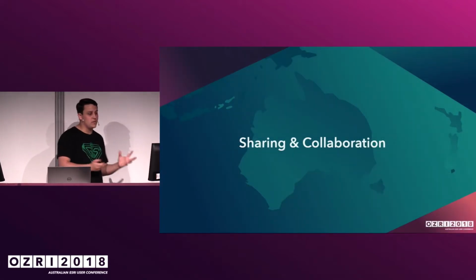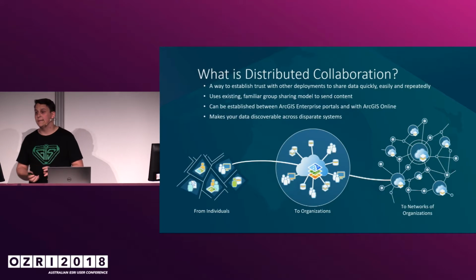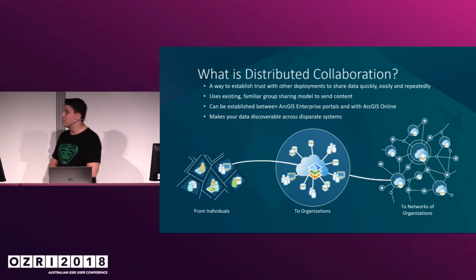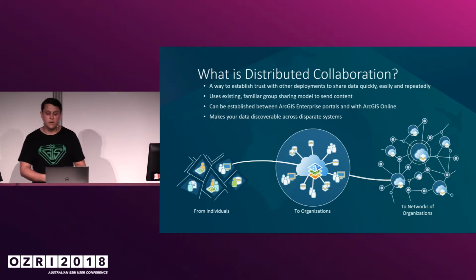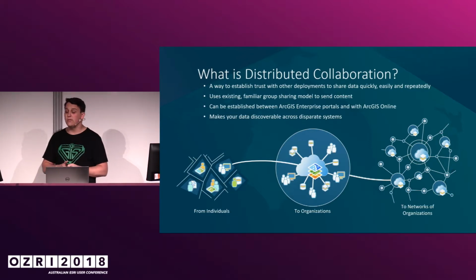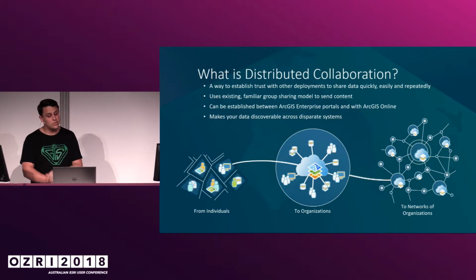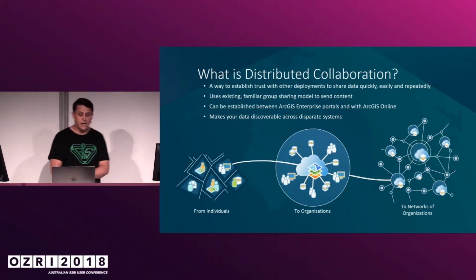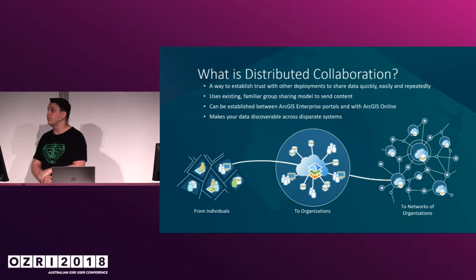But how is all of this data actually being shared? The next generation of collaborating with other teams, organisations, departments, or even just between 2 of our own environments was first introduced at 10.5 with distributed collaborations. This has been further improved at 10.6.1 and will continue to develop into future versions.